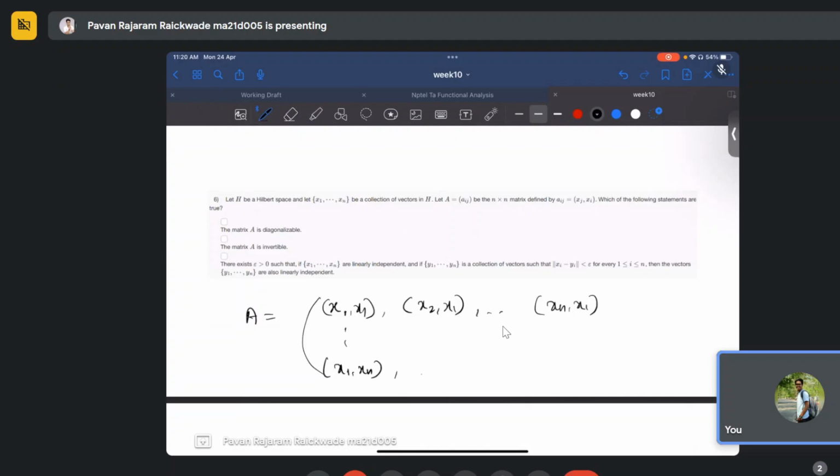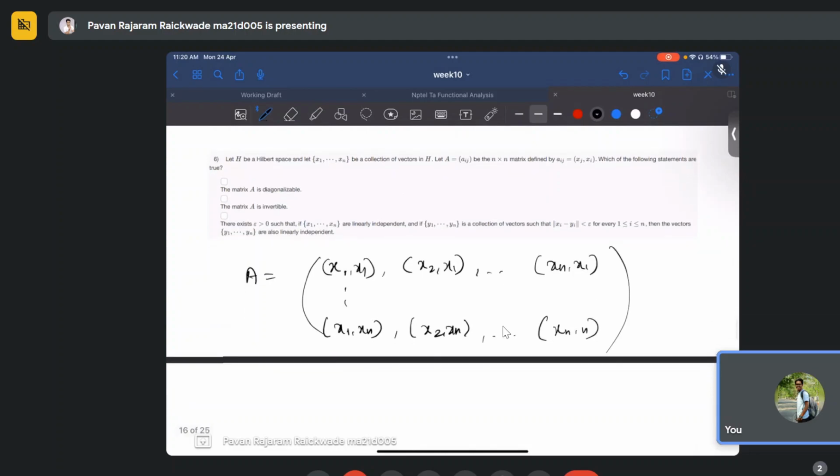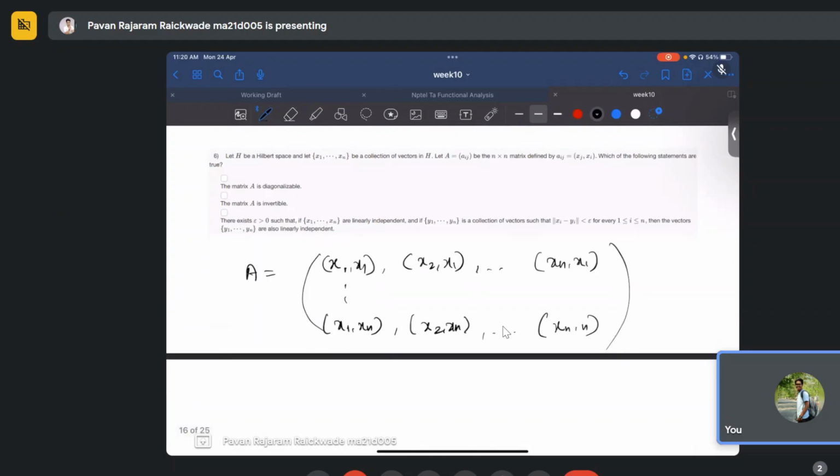Then inner product of x2 with xn, until inner product of xn with xn. So this is the matrix A. Is this matrix A diagonalizable?